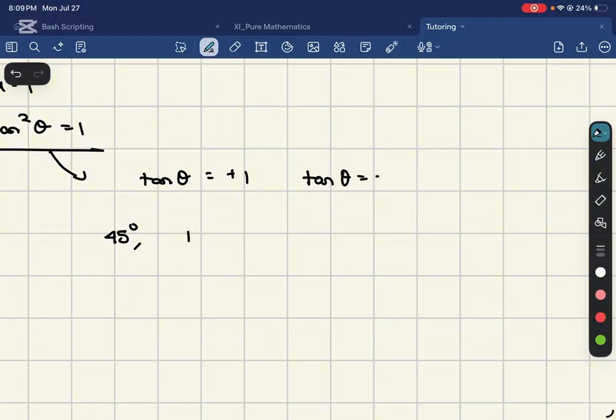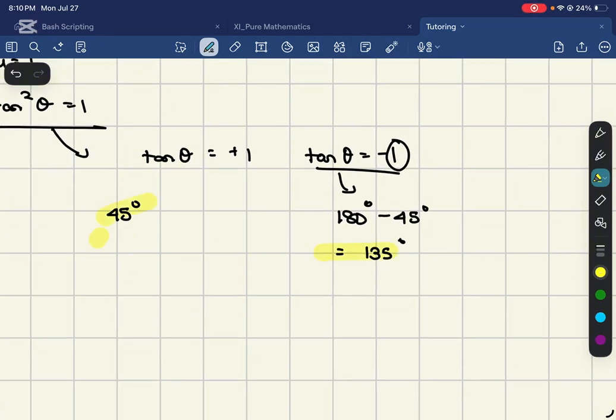Now tan theta is negative 1. If I need to solve this one, then it's going to be the second quadrant solution. So to send theta into the second quadrant, I can subtract 180 minus my acute angle. And you can solve it in any way that you like, with reference to the previous video. But if I know my acute angle that gives me the positive of the right hand side, then I just need to send that acute angle into the right quadrant. So in the second quadrant, tan is negative. So I just do 180 minus 45. I get 135 degrees. So I have two solutions, 45 and 135 degrees.